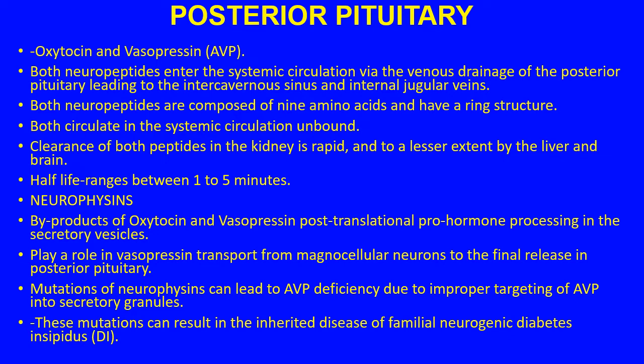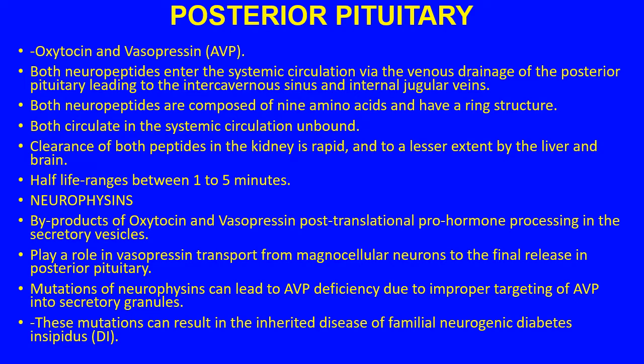Both of these are neuropeptides. They enter the systemic circulation via the venous drainage of the posterior pituitary, leading to the intercavernous sinus and the internal jugular veins. So very quickly, it's going to go into the general circulation. Both of these neuropeptides are composed of 9 amino acids, and they have somewhat of a ring structure, which I'll show you in the subsequent diagram.